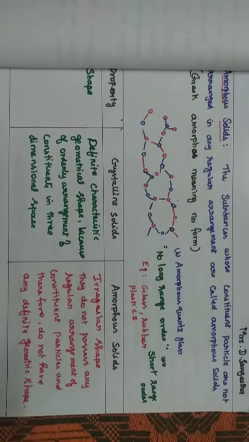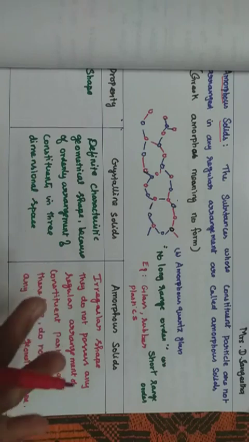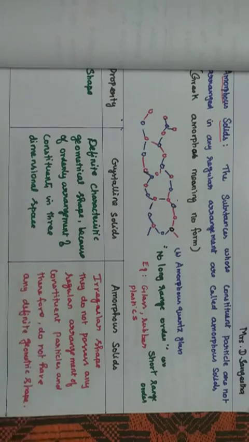There is no long-range ordered arrangement. But in the case of crystalline solids, the arrangement is long-range. In amorphous solids, there is no long-range arrangement. Otherwise, it is known as short-range ordered arrangement only. Which type of ordered arrangement is there in amorphous solids? Only short-range ordered arrangement.